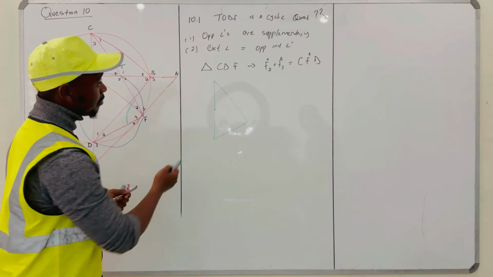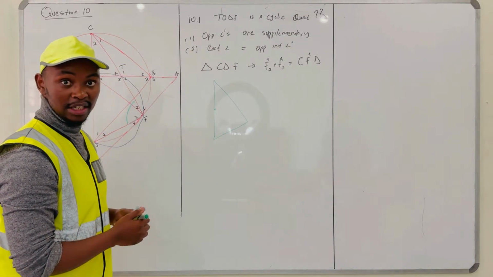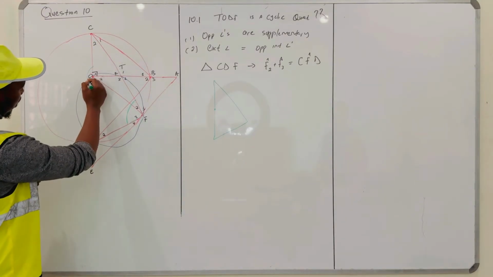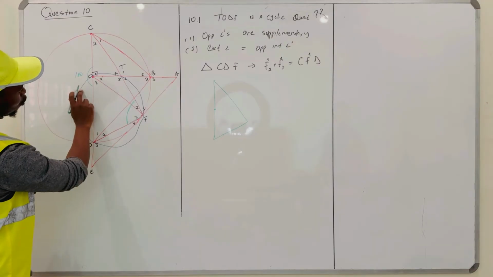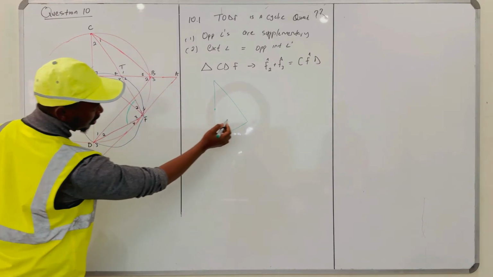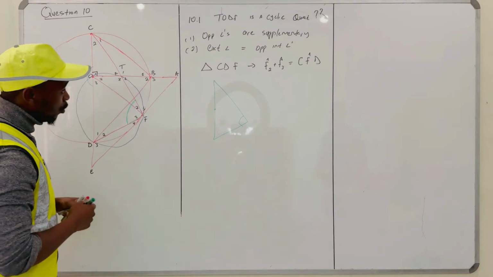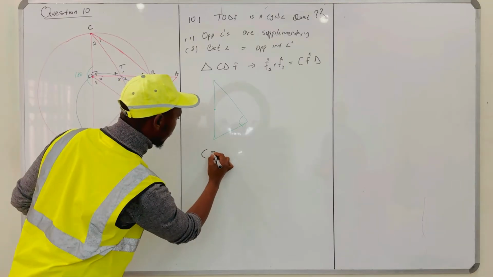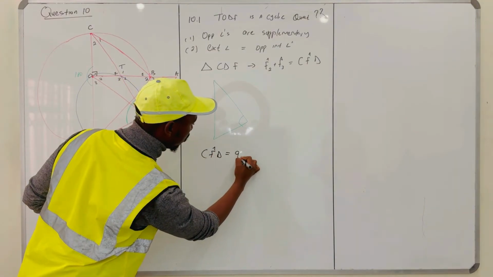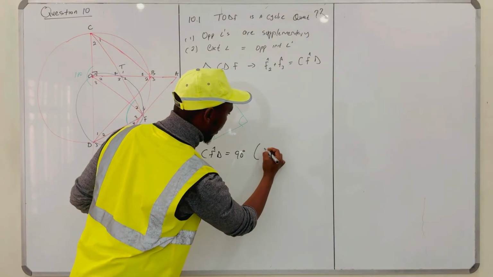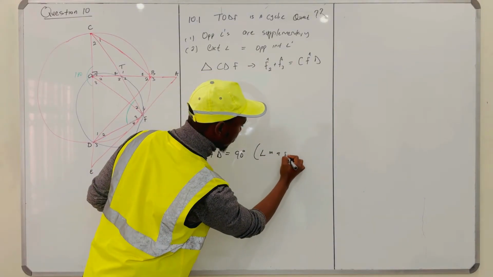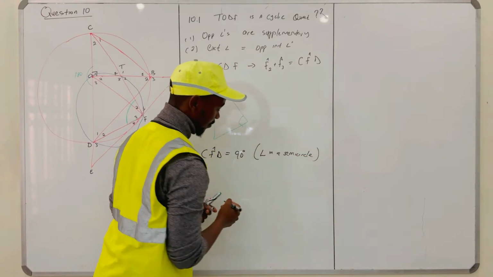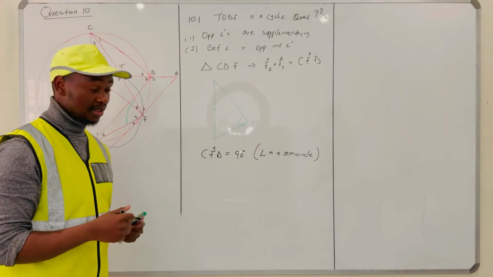And we know that angles subtended by a diameter should equal 90 degrees. Or another way you can say, an angle at the center here, which is 180 degrees, is twice the angle at the circumference, which you can see, this is the angle at the circumference. So we already have the value of CFD. So CFD is equal to 90 degrees. What is the reason? Angle in a semicircle. Right. Or angle at center is twice the angle at the circumference.